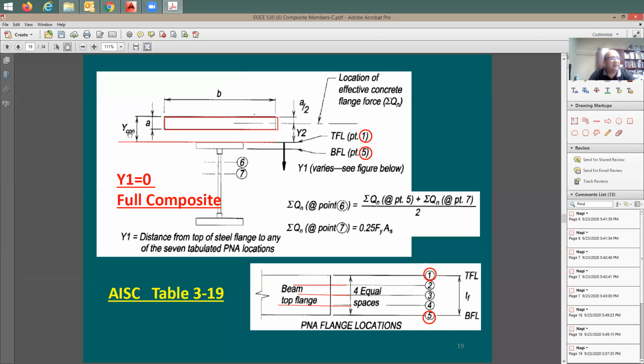This is going to be the total thickness of the concrete. So for example, if I have W3 plus 2.5 inch concrete, this Y concrete is how much? I'd like to hear from you guys. If I have W3 plus 2.5 inch concrete above it, 5.5. This is going to be 5.5 inch.